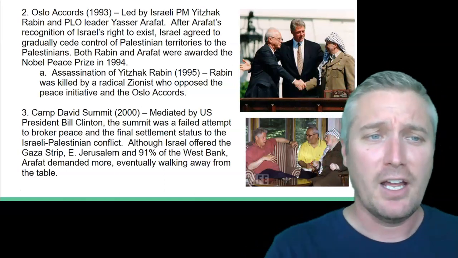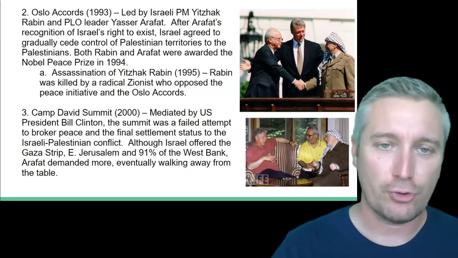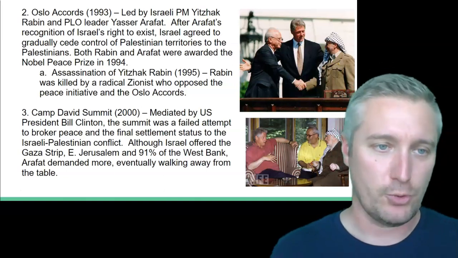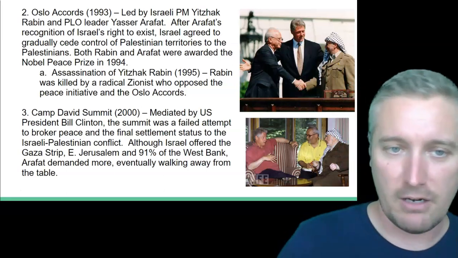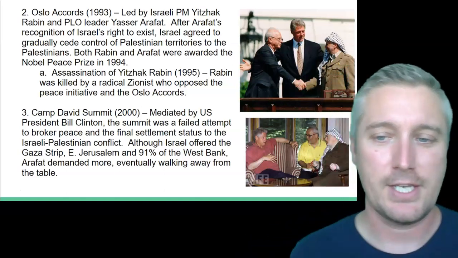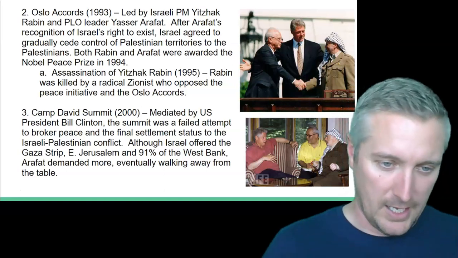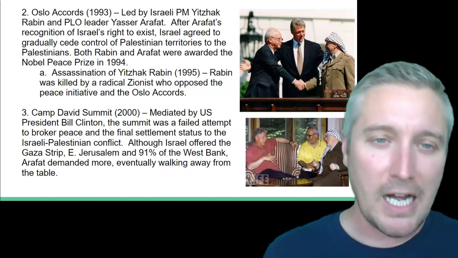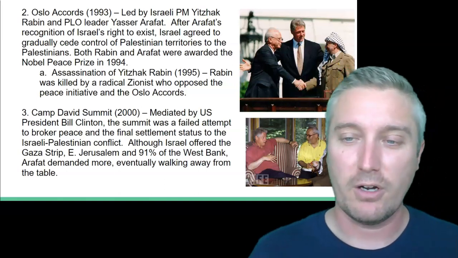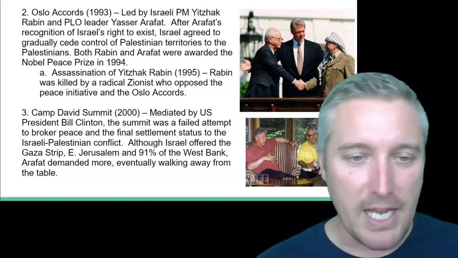Basically, Arafat recognized once again that Israel had a right to exist, and Israel agreed to give control of the Palestinian territories back to the Palestinians gradually. Both men, Yasser Arafat and Yitzhak Rabin, were given the 1994 Nobel Peace Prize for their actions here. This was a great thing. This was the Oslo Accords, a monumental moment, in which it looks like both sides are even closer to peace. But again, the same sad thing happens.